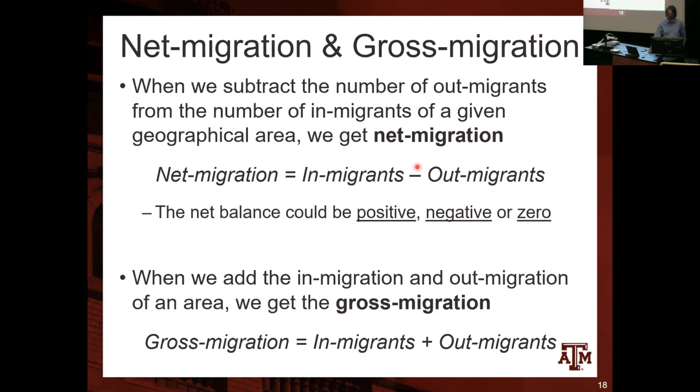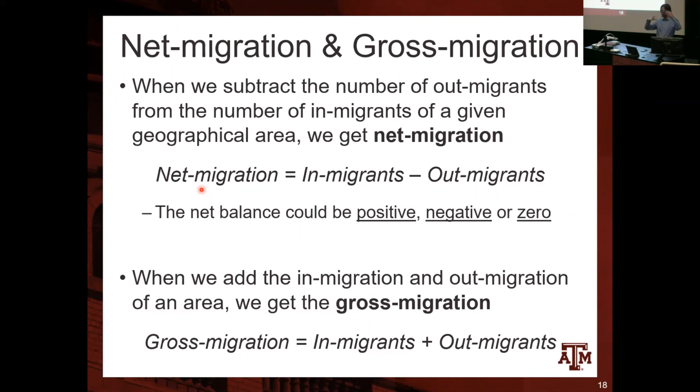But let's say that I want to know how dynamic a specific society is. Maybe one state receives 2 million people every year, and that state also loses 2 million people overall. If we just calculate net migration, that number will lean towards zero. But that's a really dynamic state that's gaining 2 million people and losing 2 million people every year.